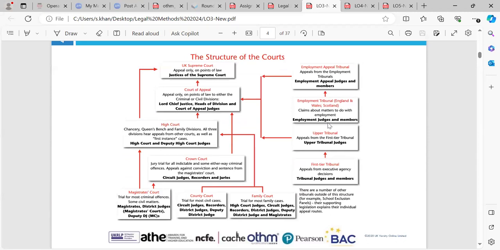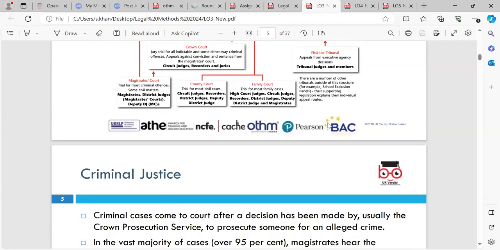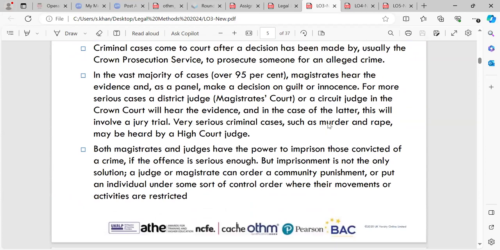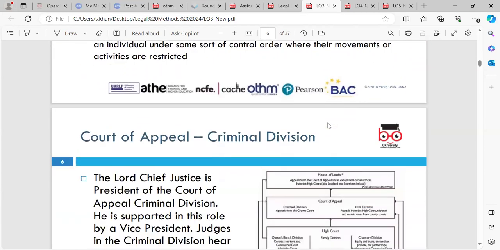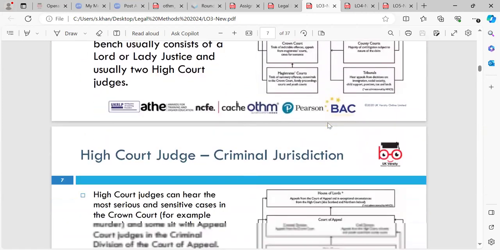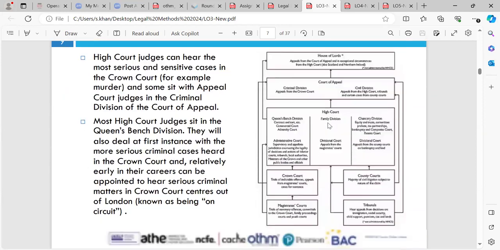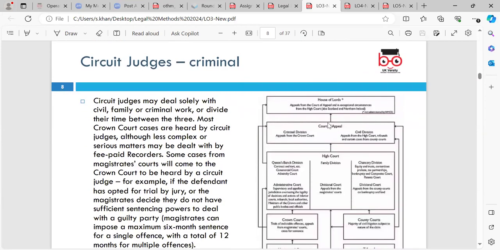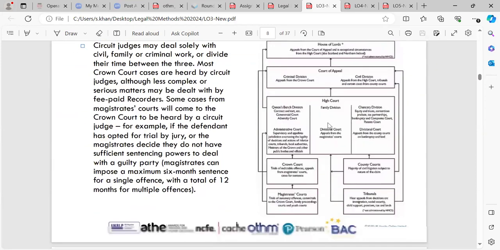Again, we're looking at the structure with reference to who sits in the court. So the UK Supreme Court, Court of Appeal, High Court, Crown Court, Magistrates Court, County Court, Family Court, the Employment Tribunal in England, Wales and Scotland, Upper Tribunal and First-tier Tribunal. And we looked at the criminal justice system, so who deals with that. We looked at the Crown Prosecution Service, the Court of Appeal Criminal Division, and the High Court Judge, which was the criminal jurisdiction. We then looked at the circuit judges, who solely deal with criminal work.